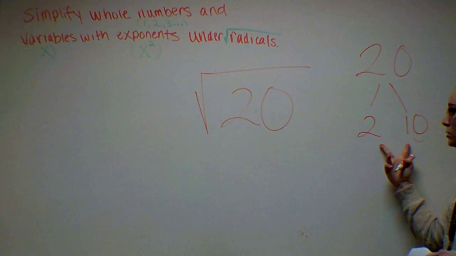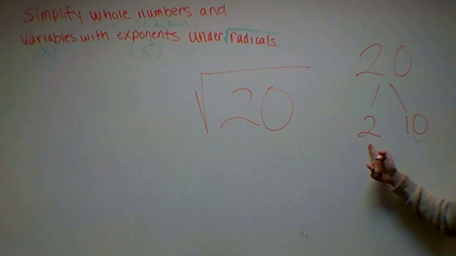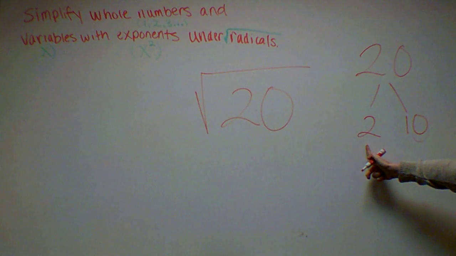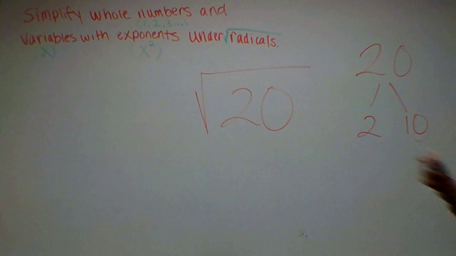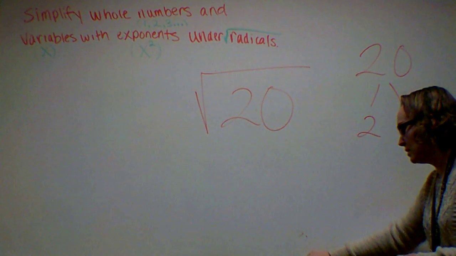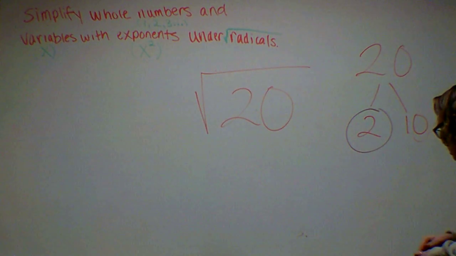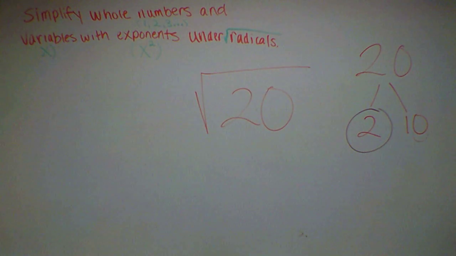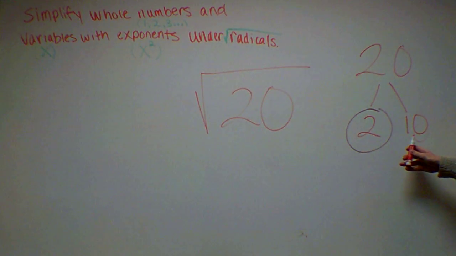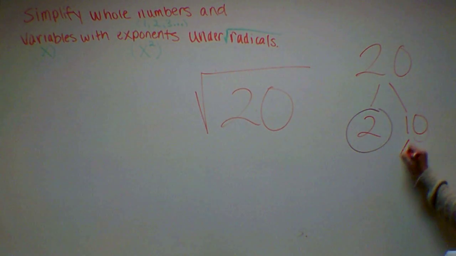So, we have 2 now. Can we take anything out of 2 besides 1 and itself? No. When we get to this point, we circle. Whenever you get a prime number, you have to circle. But now we have 10, and 10 is not prime. What can we take out of 10? 5 and 2.